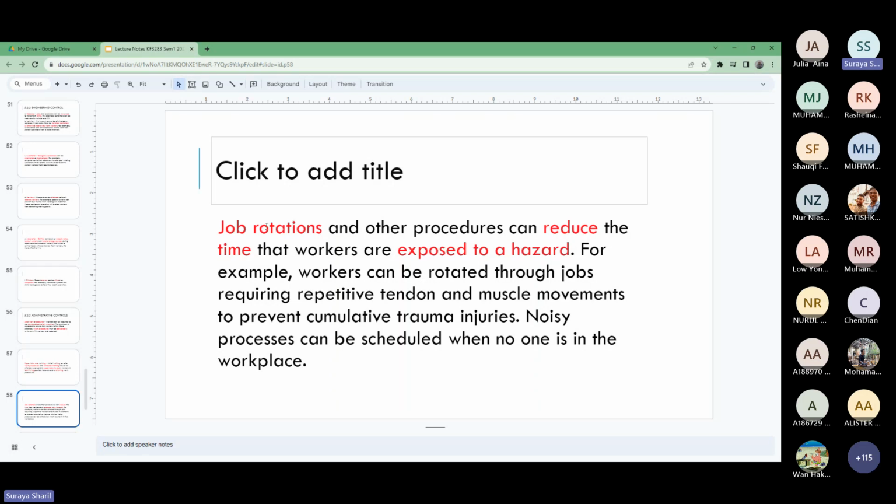Next one is job rotation. Other procedure can reduce the time that workers are exposed to a hazard. For example, workers can be rotated through jobs requiring repetitive tendon and muscle movement to prevent cumulative trauma and injuries. Noisy processes can be scheduled when no one is in the workplace.